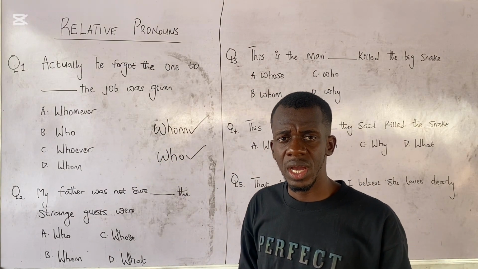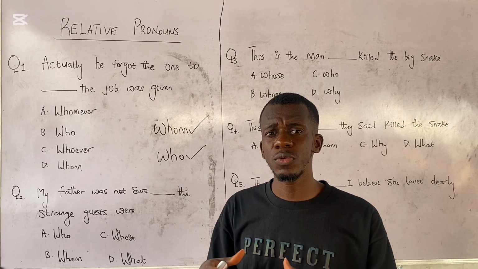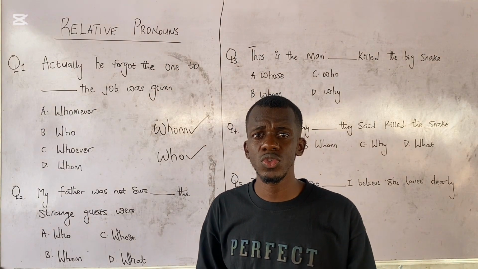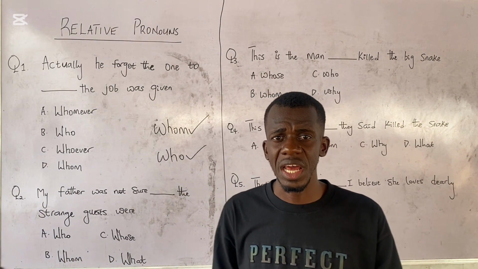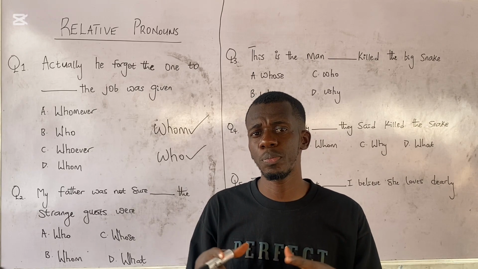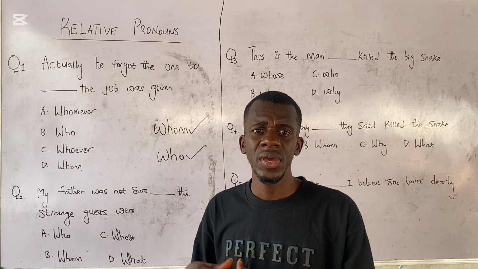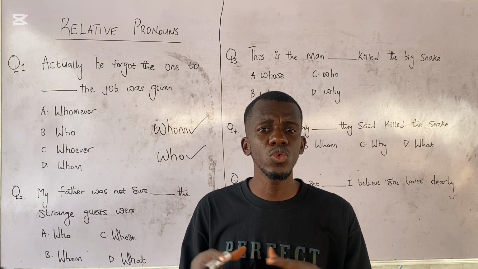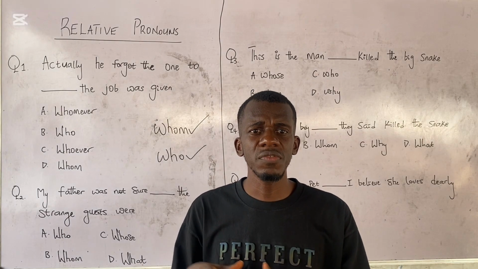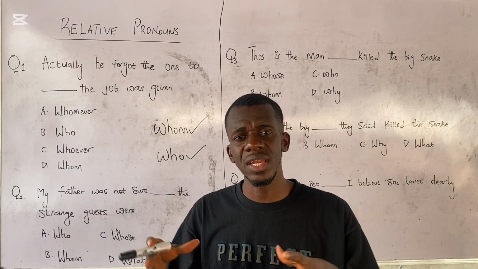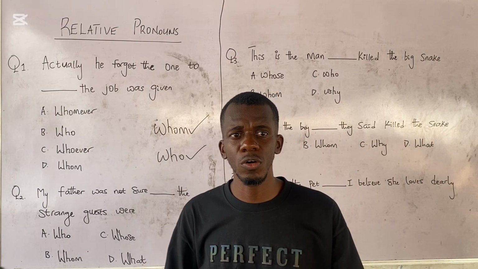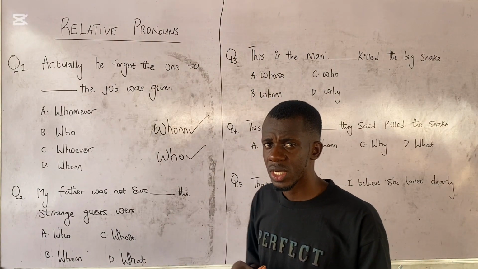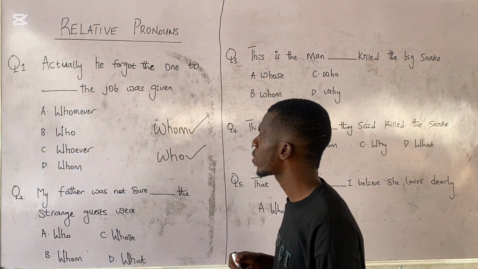Are you there? I'll take that again. If I have a gap to fill with the relative pronouns who or whom, and I find that there is a noun or pronoun directly after the gap, I am to make use of WHOM. But if there is a verb directly after the gap, I am to make use of WHO. Are you with me? So let's look at these questions.